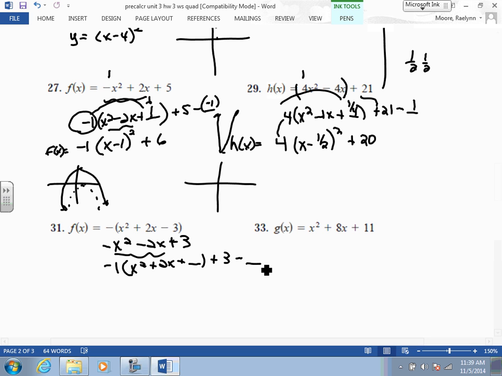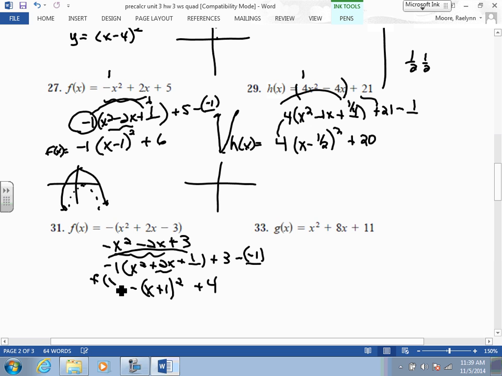So now, what's half of 2? What's 1 squared? What's negative 1 times 1? And that's what goes here. What's 3 minus a negative 1? 4. And don't forget to bring down your negative. That's what makes it open down. What's the vertex? Good, because which way are you going to shift? To the left, to the negative. Okay? And you have a reflection and you have a vertical shift.